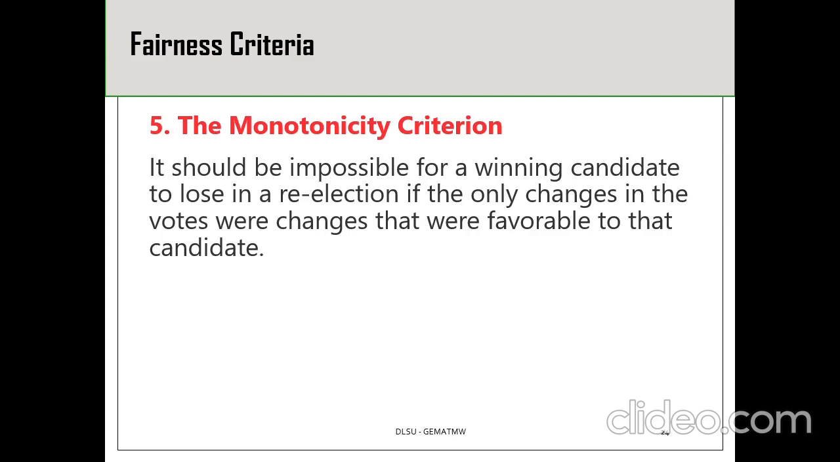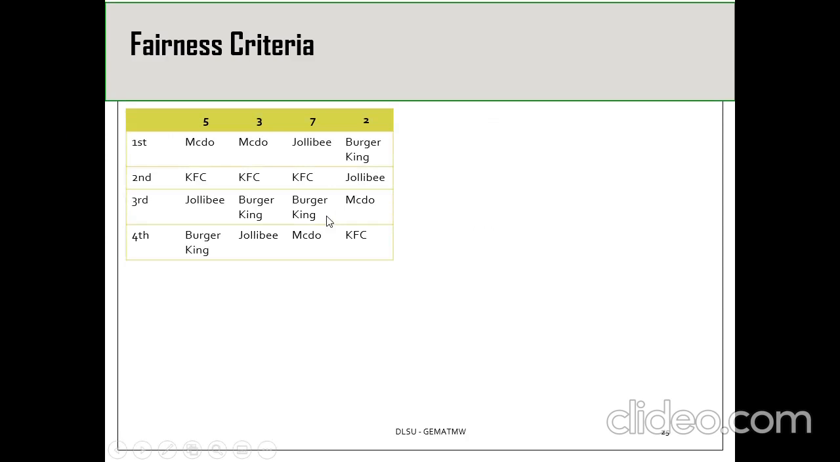Now let's see if the plurality method satisfies the monotonicity criteria. Let's take a look at our preferential table. Okay, so in this case, the winner by plurality is McDonald's. Now, let's take a look at these two voters. Notice that these two voters put Burger King first, followed by Jollibee, followed by McDonald's, followed by KFC.